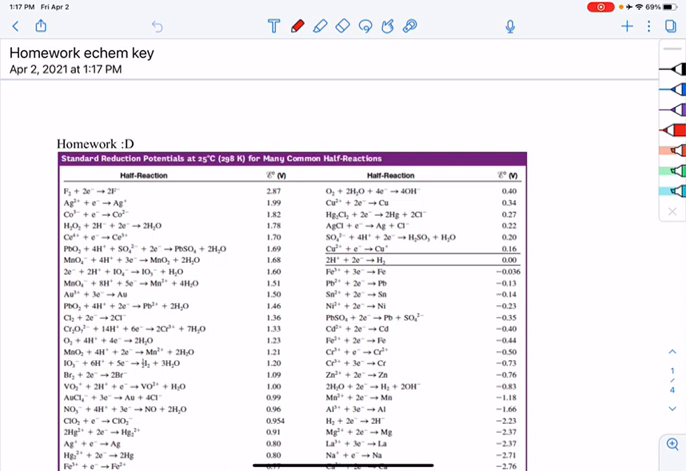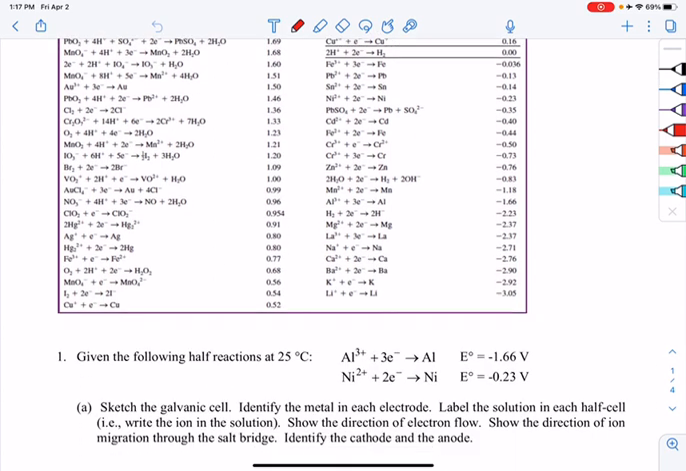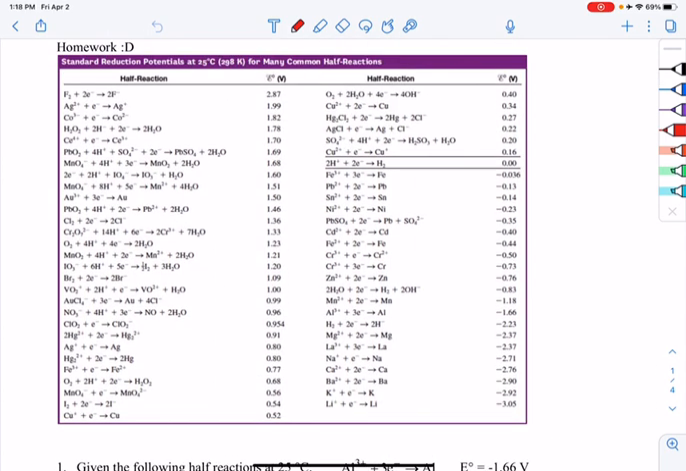Okay, let's do the key for the electrochem homework. So just to start, just to re-emphasize, let me get my pencil to connect. Hopefully it has a charge. Nice. So this table here is an example of the standard reduction potentials for a bunch of different half reactions.